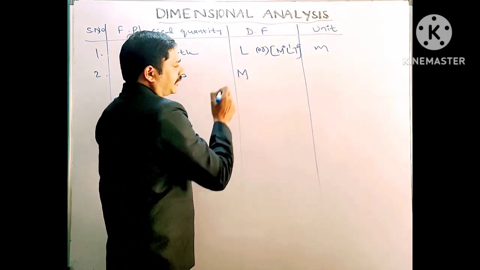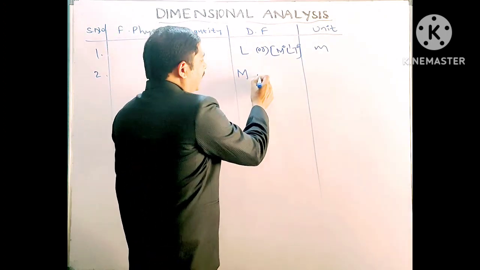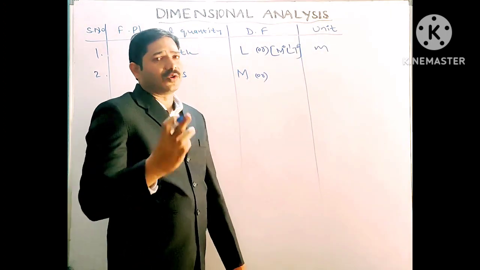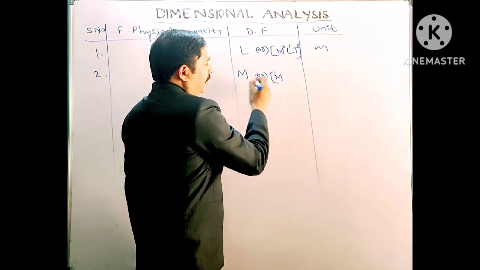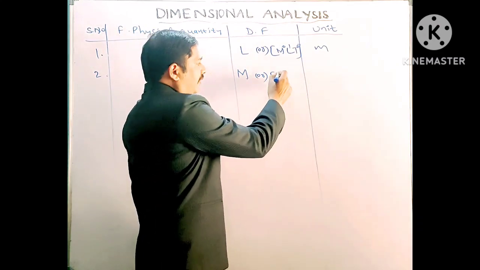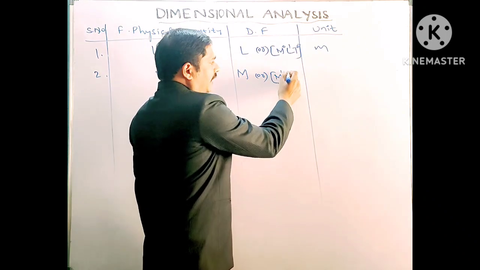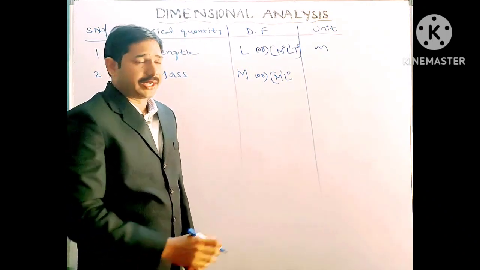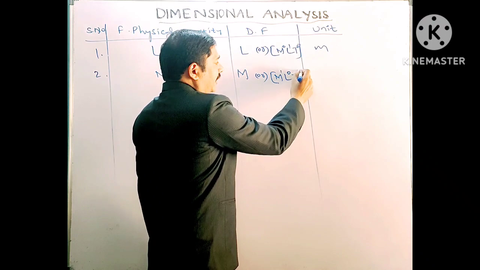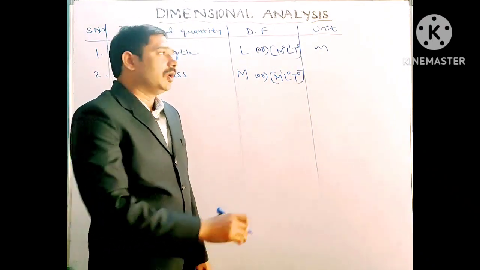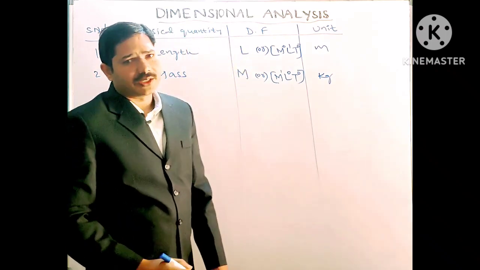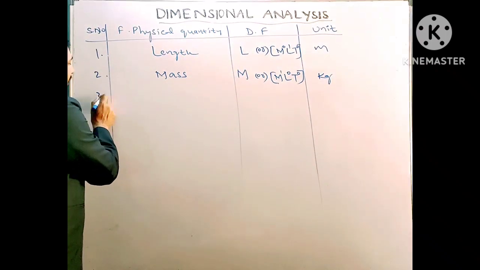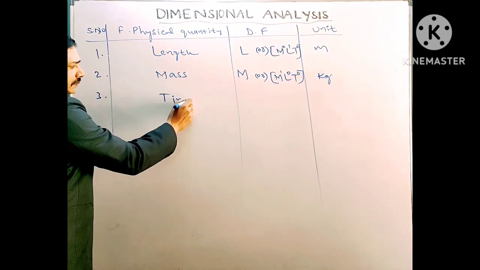Like that only mass. Mass dimension formula is what? Capital M. I am writing in terms of 3 physical quantities: mass, length, time. Here mass is there, so M power 1, length not there, L power 0, and time also not there, T power 0. Mass SI unit is what? Kilogram.